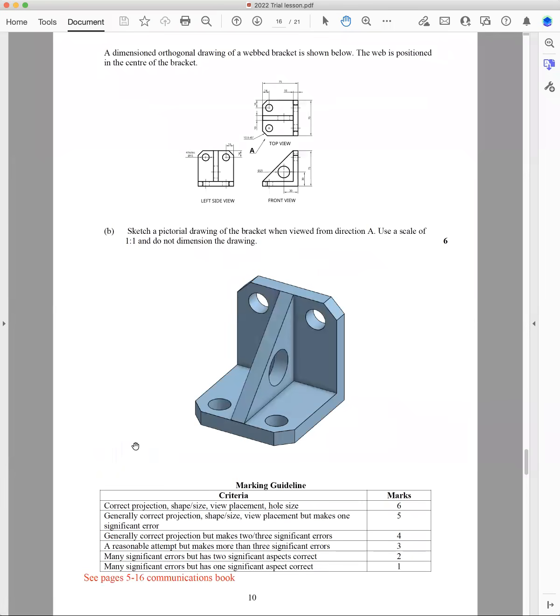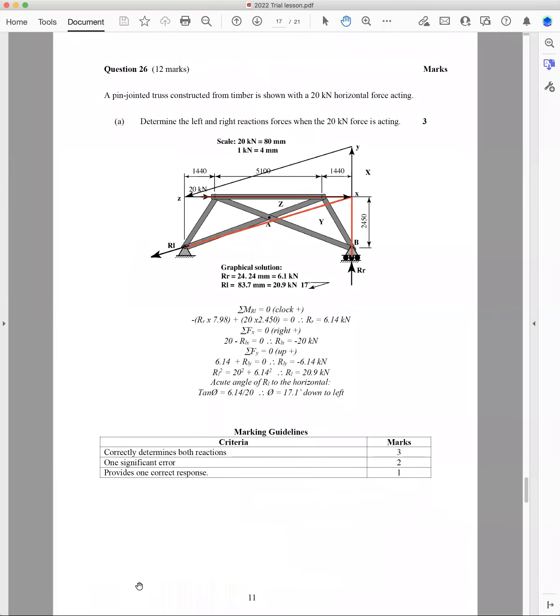You've got an orthogonal drawing here. What I was looking for here, it didn't matter if this went over your writing, don't worry about that. I was looking for it viewed in that direction. I was looking for the correct circles in it, and it wasn't too badly done, this question. And you see pages 5 to 16 of the communications workbook.